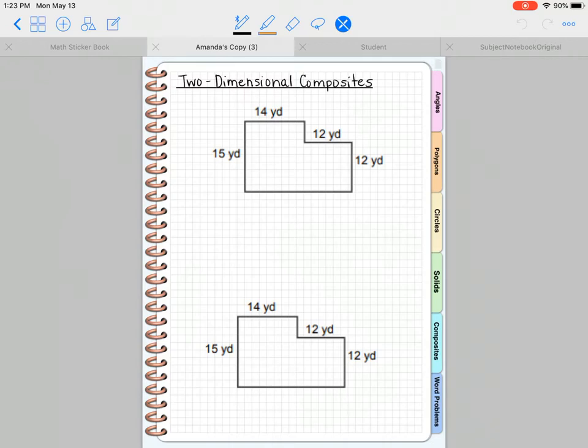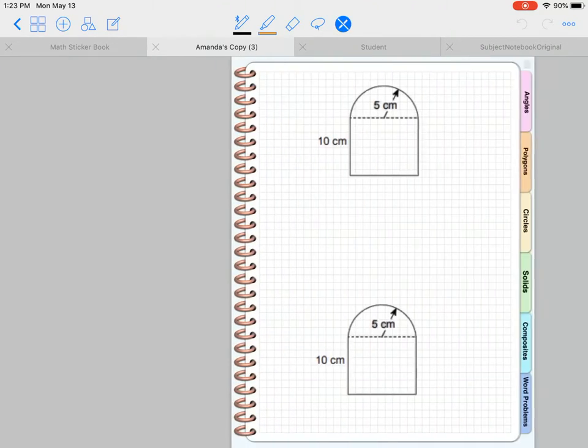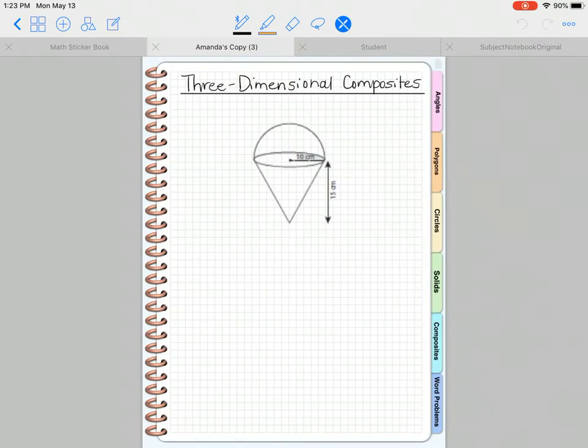So basically, we're looking at shapes that have squares and circles stuck together, rectangles and triangles, any combination of polygons and circles stuck together. So composite means stuck together in a very simplified form. And in the first few problems, we're going to look at two-dimensional composites, or flat shapes. And then as we go on, you'll see that the shapes become three-dimensional.